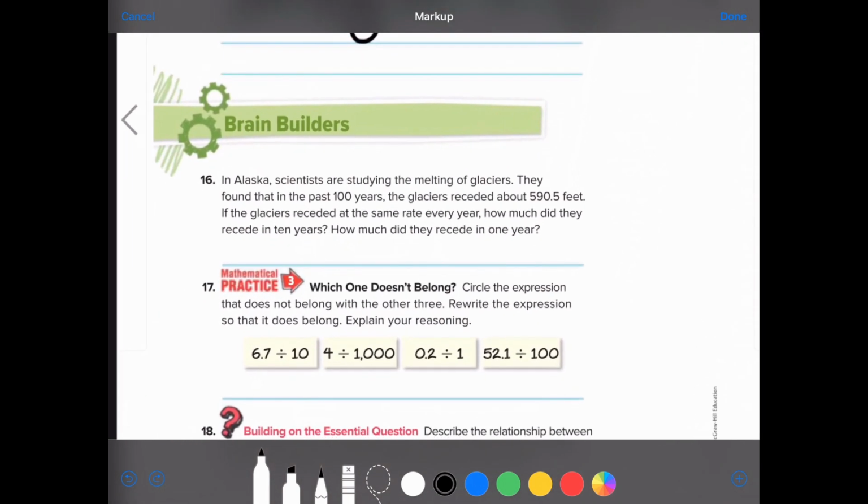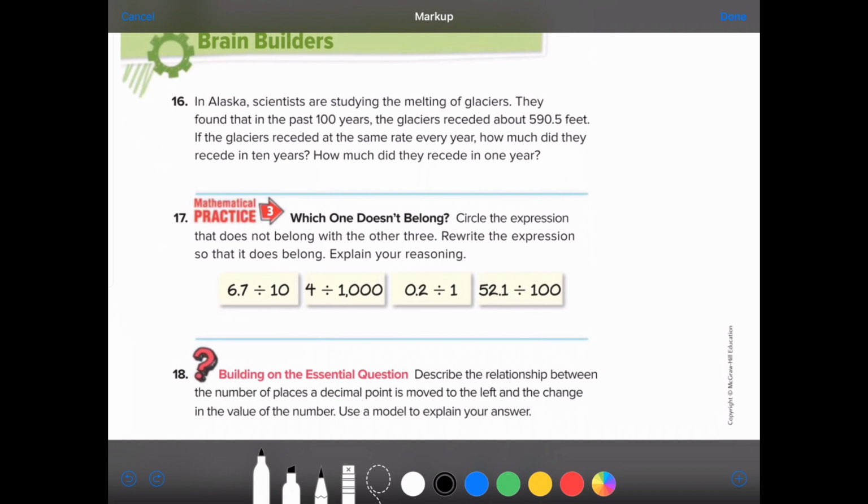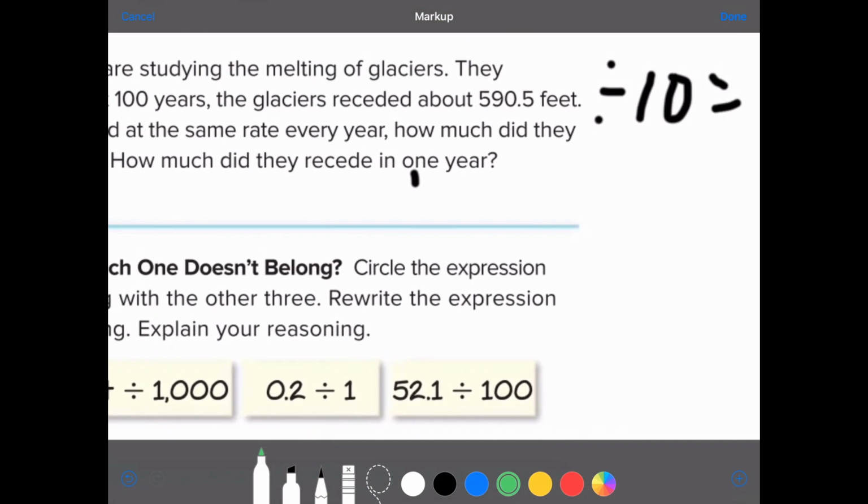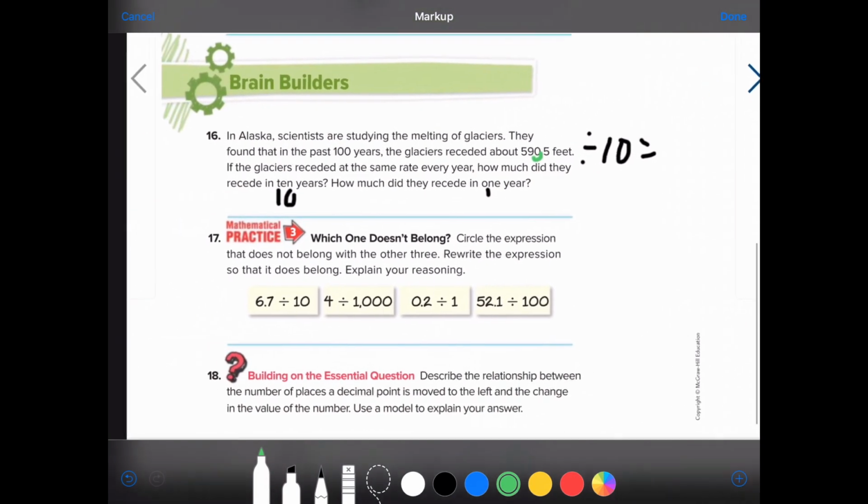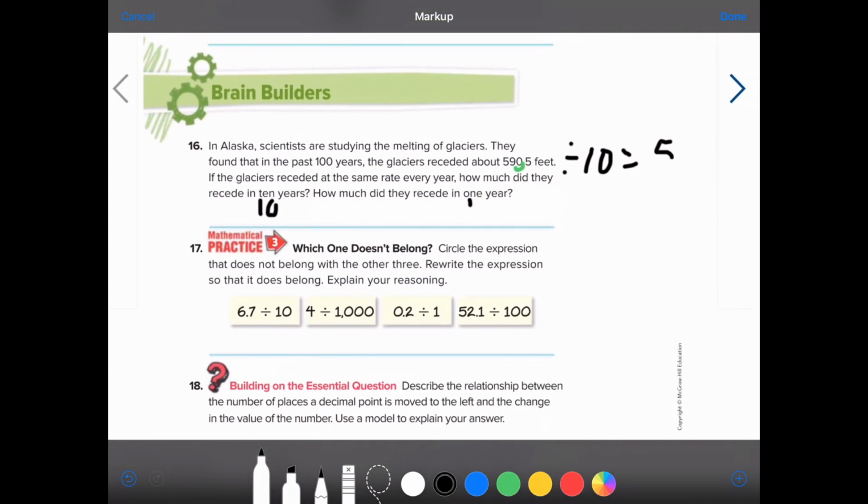Okay, next one, we're going to do the brain builder. In Alaska, scientists are studying the melting of glaciers. They found that in the past 100 years, glaciers receded 590.5 feet. If the glaciers recede at the same rate every year, how much did they recede in 10 years? Okay, so right here we have a 10. How much did they recede in 1 year? Okay, we can figure this out. So 590 divided by 10 means we just move that decimal point over 1, which is going to equal 59.05.